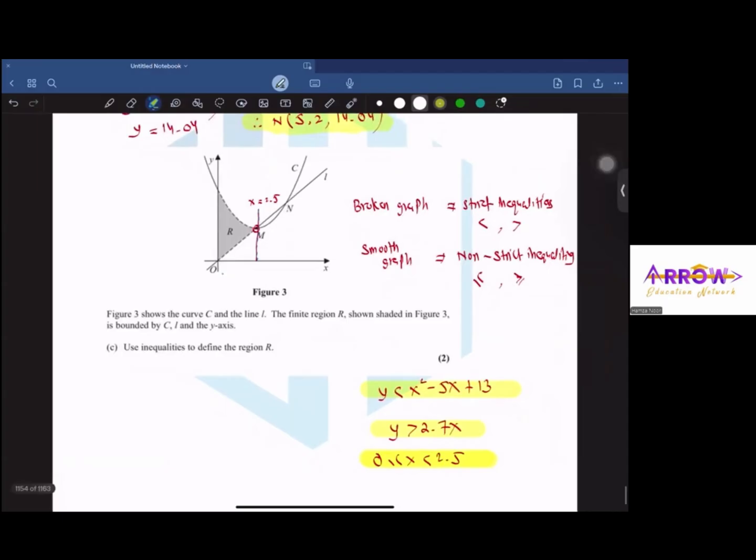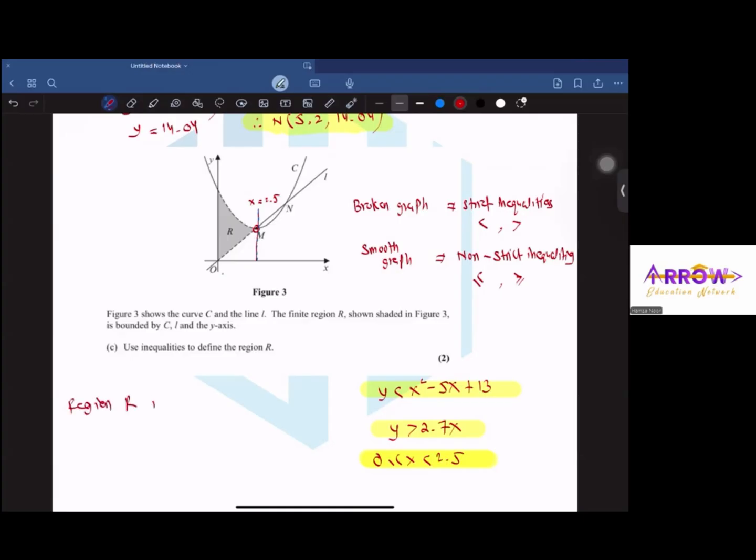Because if we do not restrict the third inequality in this way, it would mean that the region R is below the curve, above the line, and x is greater than or equal to 0. So this region should also be shaded. However, this is not the case. The region R is only restricted up till here. So we can say that the region R is restricted up till the x coordinate of point M. Okay, I can just mention this over here.